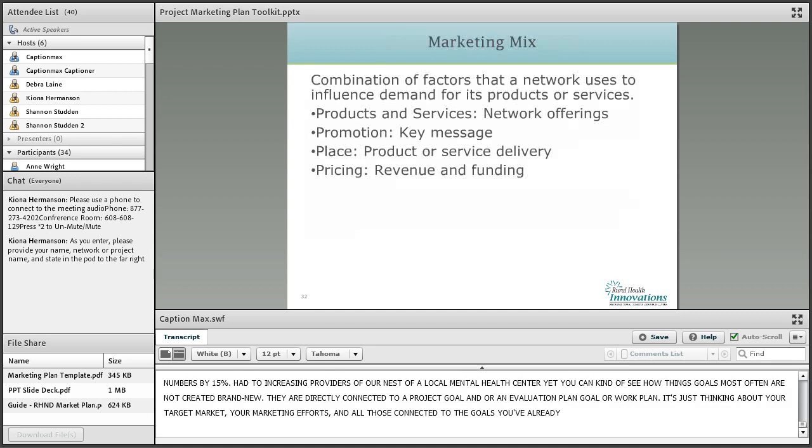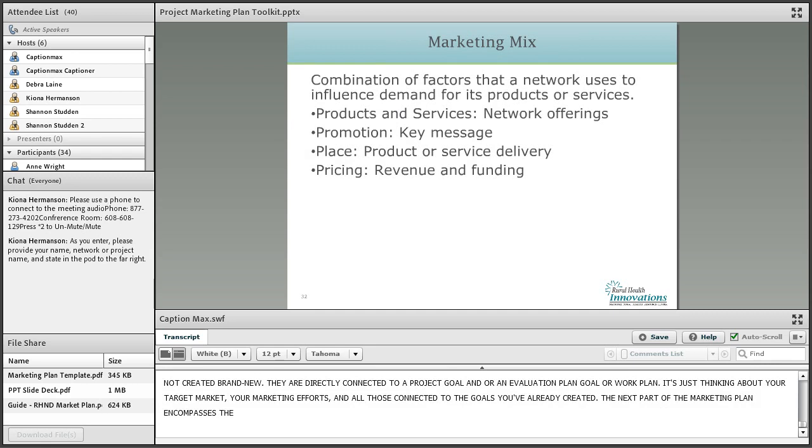So you can kind of see how these goals most often are not created brand new. They're directly connected to a project goal and/or an evaluation plan goal or a work plan goal. So it's just thinking about your target market, your marketing efforts, and how those connect to goals that you've already created.